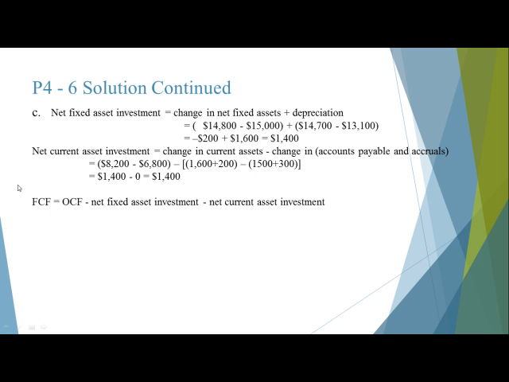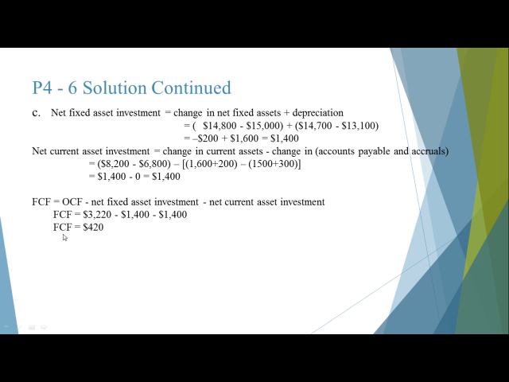Lastly, let's figure out the free cash flow. Free cash flow is operating cash flow minus net fixed asset investment and minus net current asset investment. Recall, operating cash flow from Part B is equal to 3,220. Net fixed asset investment from the previous step is 1,400, and net current asset investment is 1,400. So the firm's free cash flow is 420. So it has positive free cash flow.